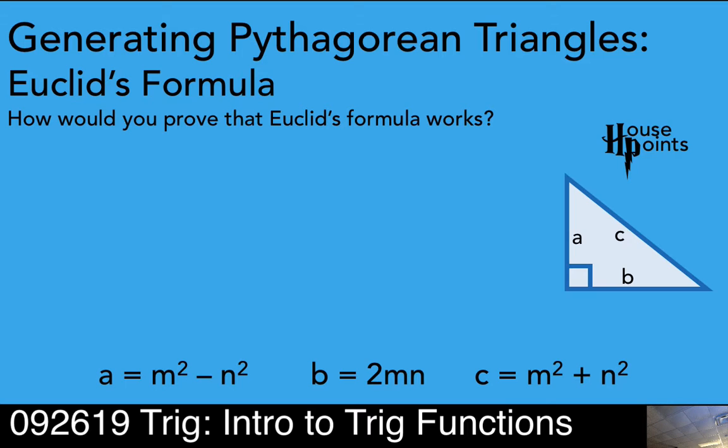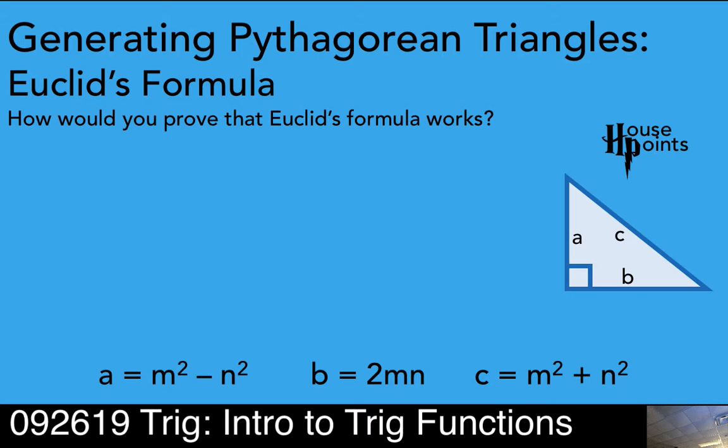Slytherin and Gryffindor, you each got two. Plug in numbers, okay. But does that prove it in general? I want it to prove it for any number, m and n. How would I prove it for any number, m and n? What do you think? Billy? You got any thoughts? Sydney?